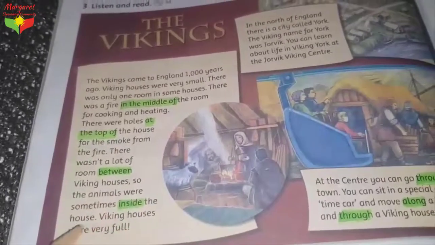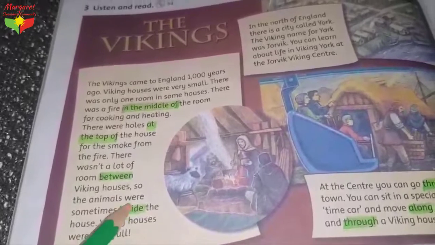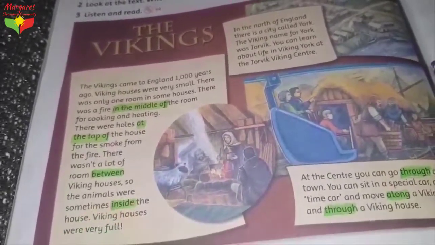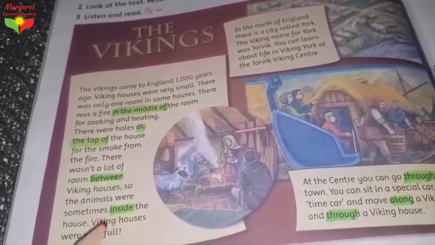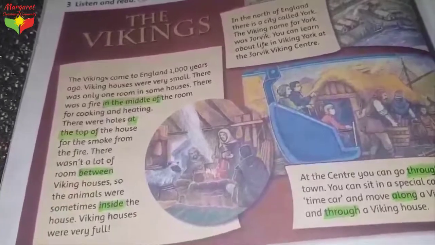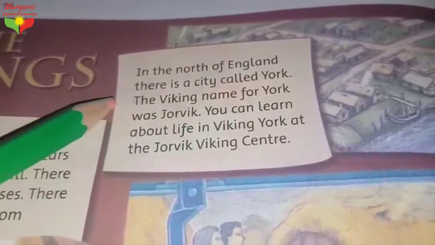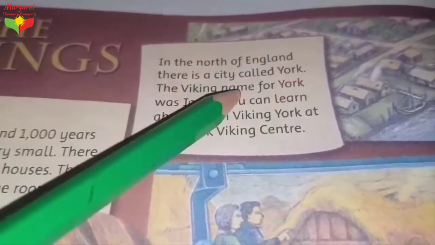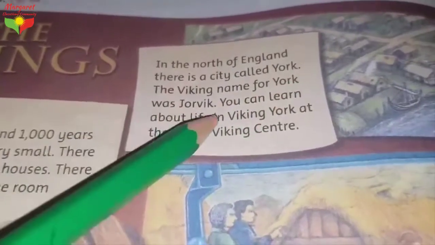Viking houses were very full. If I ask you a question, what is the opposite of full? Who knows? Empty. Do you remember? Now, another part. In the north of England, there's a city called York. York. In this way, you have to read this word. The Viking name for York is Jorvik.